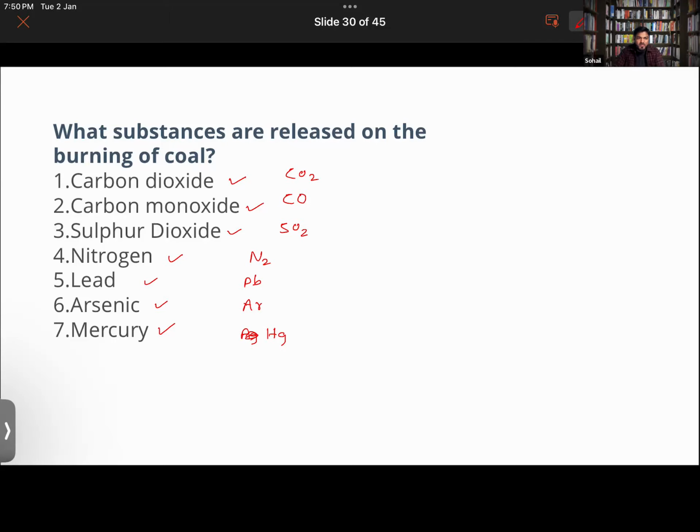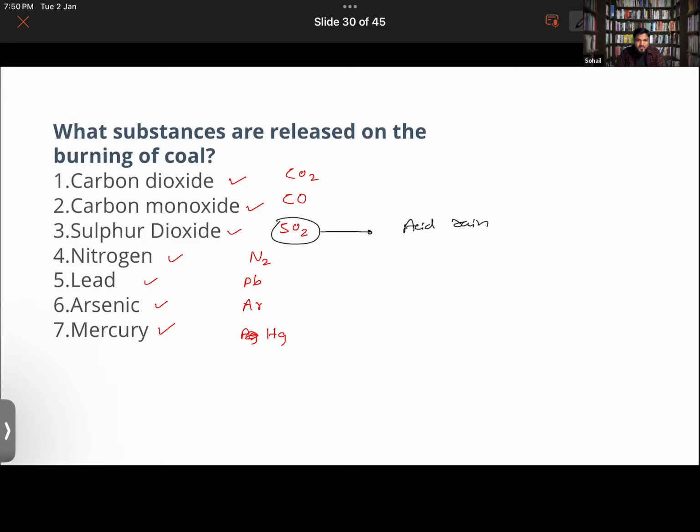These are some of the substances that are released when coal is burned. At least remember some of them. Tell me, SO2 is responsible for what? Acid rain. Very good.